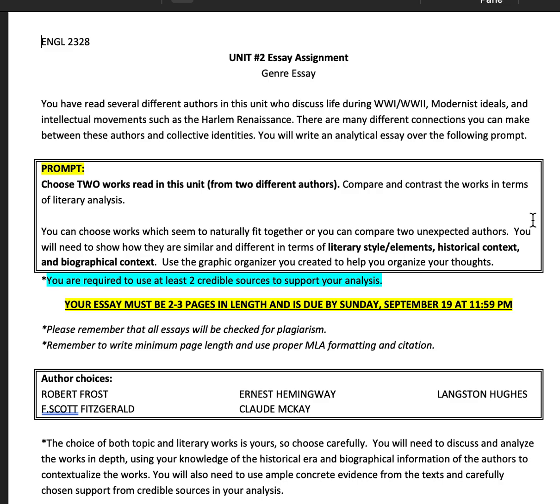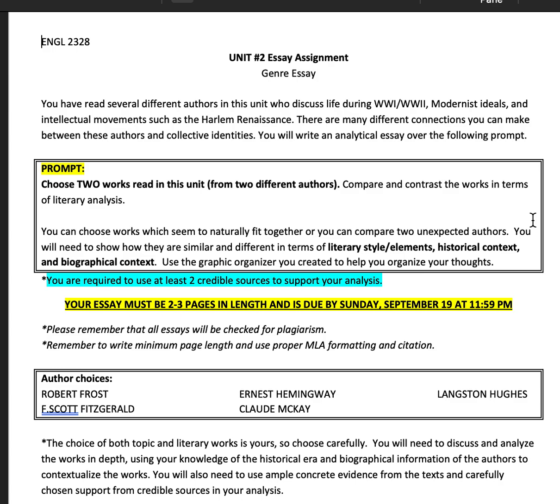And obviously, there's a great deal related to the economic, social, and political impacts of World War I and World War II. So there's a lot of different connections you can make between these different authors and their identities. So the prompt here is pretty simple. You're going to choose two works that you read from this unit from two different authors, and you're going to compare and contrast them in terms of literary analysis.